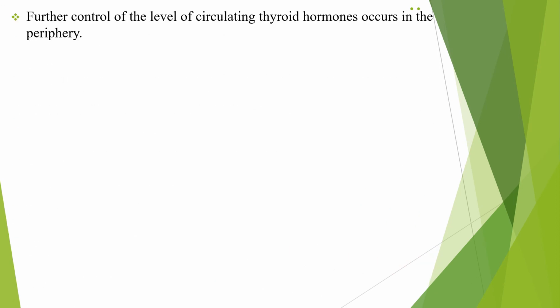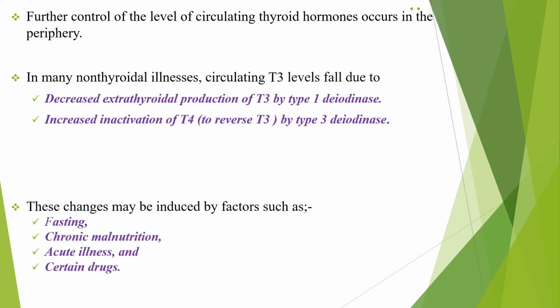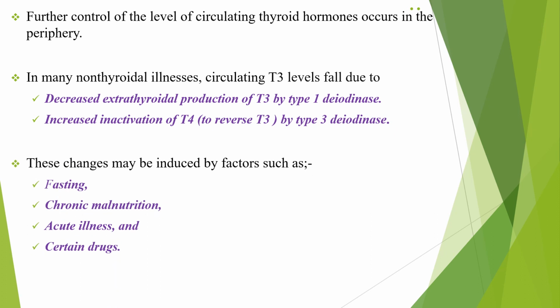Further control of the level of circulating thyroid hormones occurs in the periphery. In many non-thyroidal illnesses, circulating T3 levels fall due to, number one, decreased extrathyroidal production of T3 by type 1 deiodinase, and the second is increased inactivation of T4 by type 3 deiodinase. These changes may be induced by factors such as fasting, chronic malnutrition, acute illness, and certain drugs.